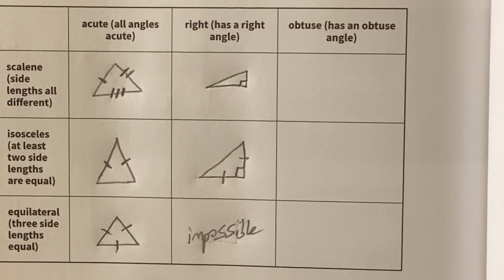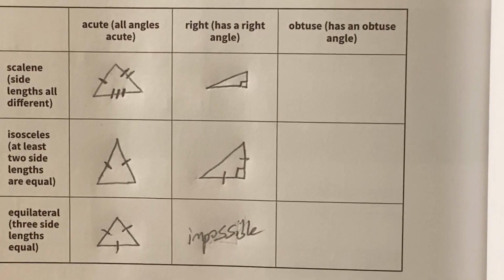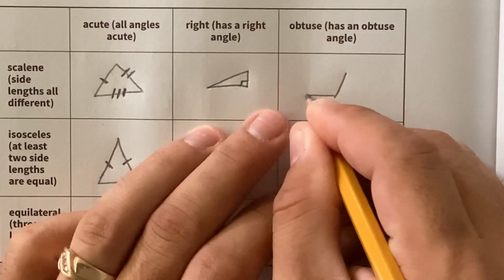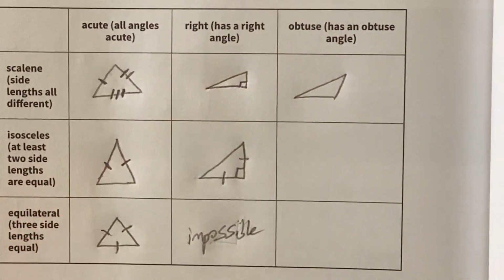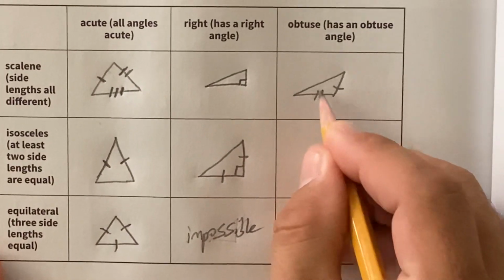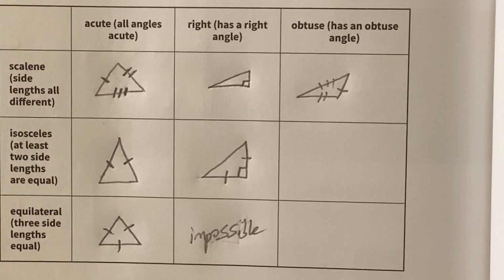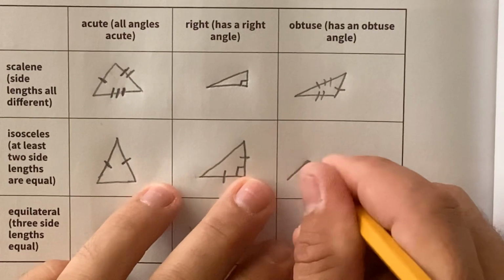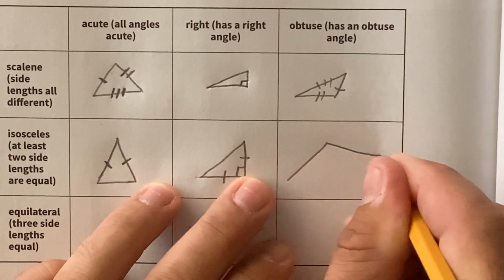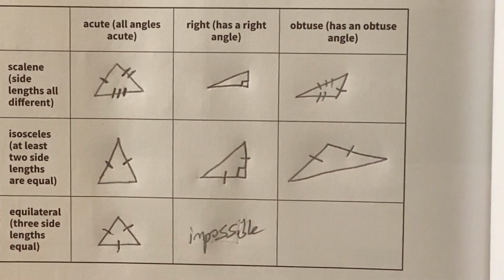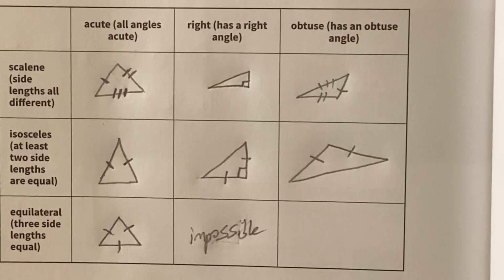Okay, scalene, again, all different lengths with an obtuse angle in it. So just something a little more than 90. All different lengths. Again, I can represent different lengths and just show it as well. Two of them being the same with an obtuse angle. Again, I'm going to just show that they are the same with the tick marks.